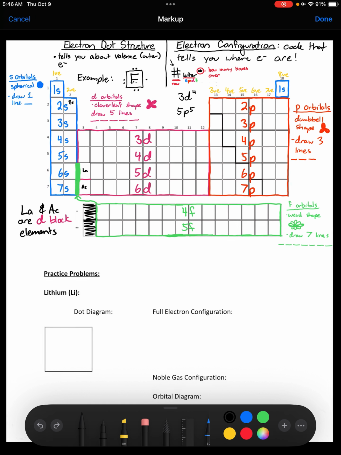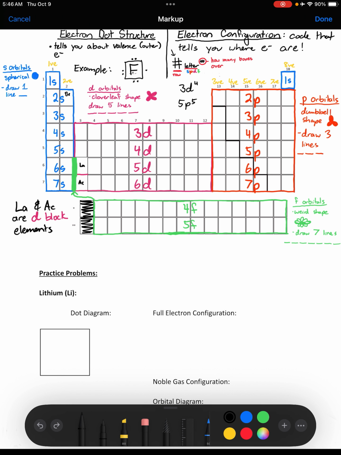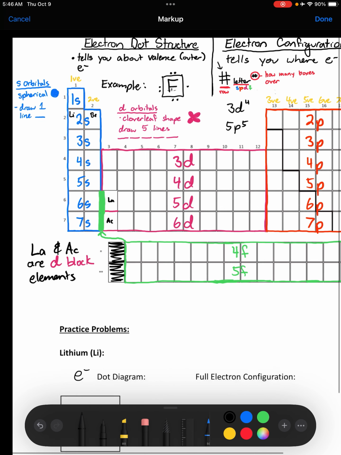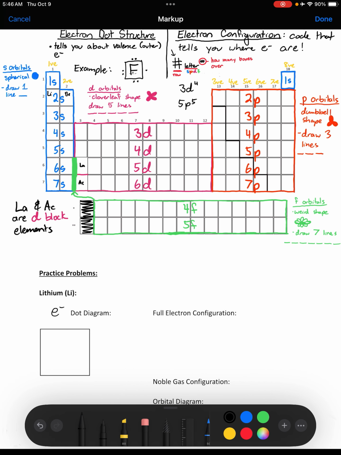So, let's talk about a practice problem down here. So, lithium, for example. Lithium, if you want to do the electron dot diagram for it, again, that's very easy. Lithium is going to occupy this space right here on the periodic table. So we know that that's going to have one valence electron. So if I do the electron dot structure for it, it would look like that. That's super easy. In terms of the electron configuration, that one's a little bit more complicated, but not super hard.